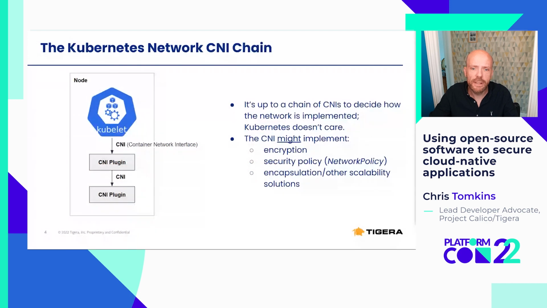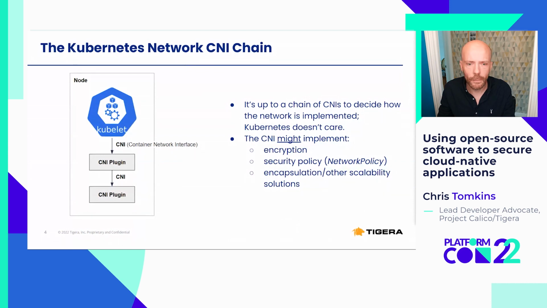It's up to a chain of CNIs, which are container network interfaces, to actually implement that networking. Kubernetes doesn't care about how it's implemented, it just mandates that the networking should look like that. So a CNI might implement lots of features that you care about from a security perspective. It might implement encryption on the wire, it might implement Kubernetes network policies, or more advanced extended functionality like Calico security policies. It might implement encapsulation or other scalability solutions.